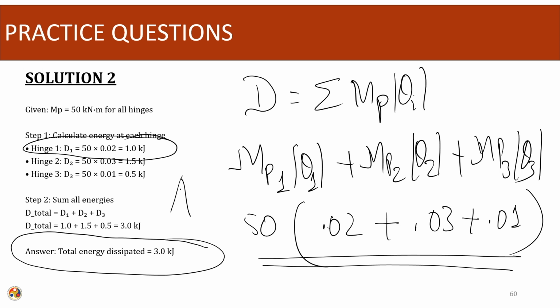For a real life application, let us say that this denotes a fixed beam. In a fixed beam, if plastic hinges occur, then for this particular case, energy of 3 kilojoule is being absorbed. Moving ahead.